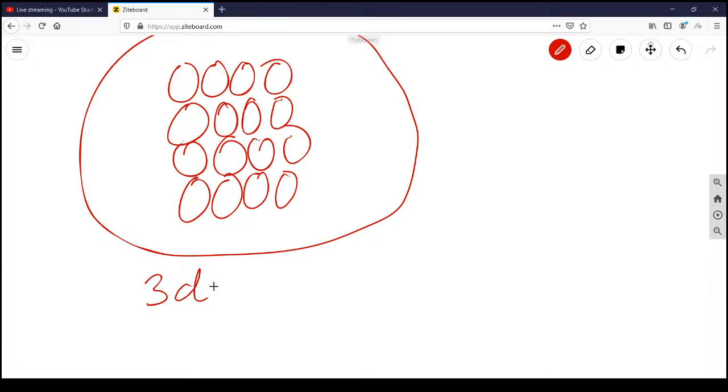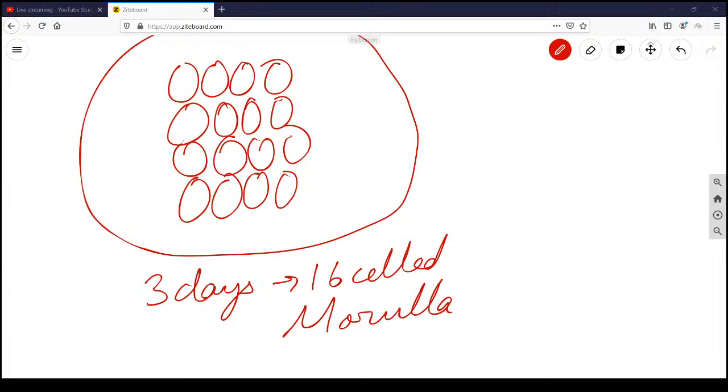Three days, 16-celled, known as morula. Then in 4 days it will become a 58-cell blastocyst. Then the blastocyst will start accumulating fluid in it, that is known as the blastocoele. And the blastocoele would be having the inner cell mass and the trophoblast both together.